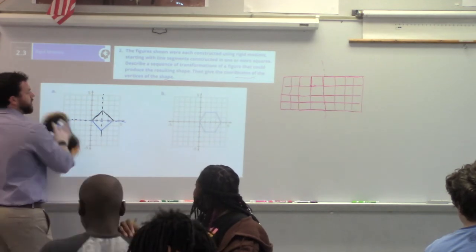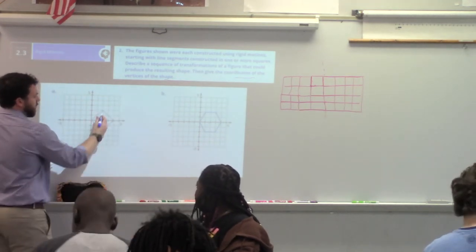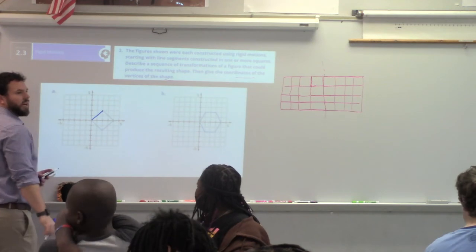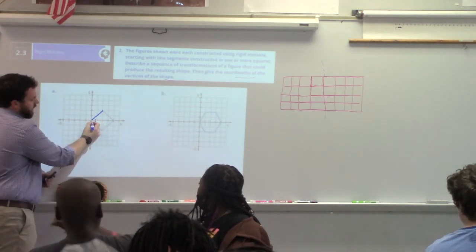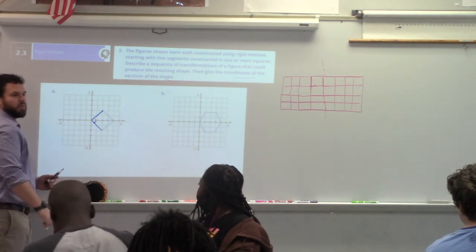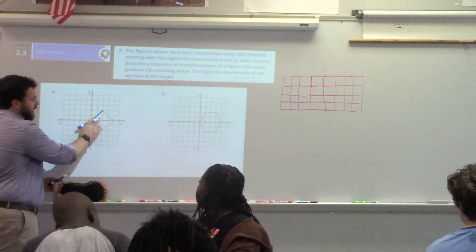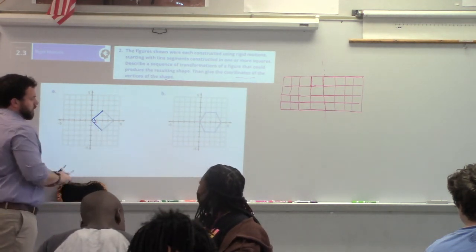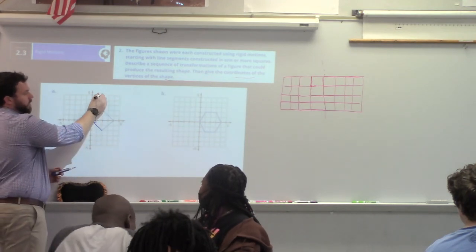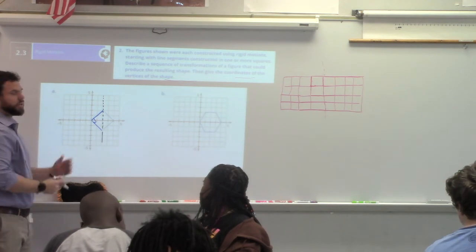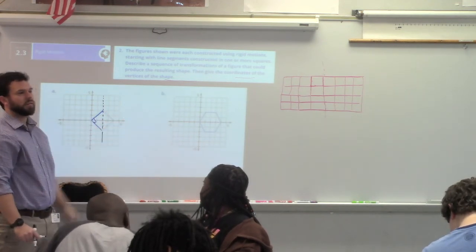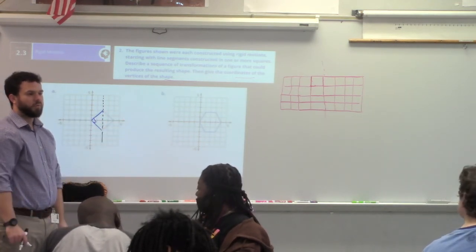Could we do a rotation too? I'm glad you brought that up. Let's say I have this line segment. Could I rotate it 90 degrees to get to here? Because that's a right angle right here. And then you reflect 90 degrees again? Not reflect. Well, reflect, yes, but not 90 degrees. Rotations are angle measures. But could I reflect over to here? Yeah. So great point, right?